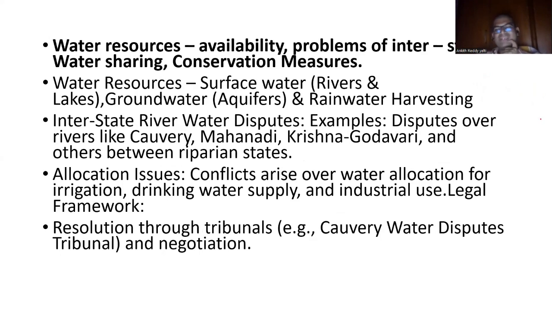Then the next topic is water resources: availability, problems of interstate water sharing, and conservation methods. When you talk about water resources, what areas need to be covered? One is surface water, which includes rivers and lakes. Then groundwater, basically the aquifers, and rainwater harvesting techniques. In many areas of India you have traditional water harvesting techniques.